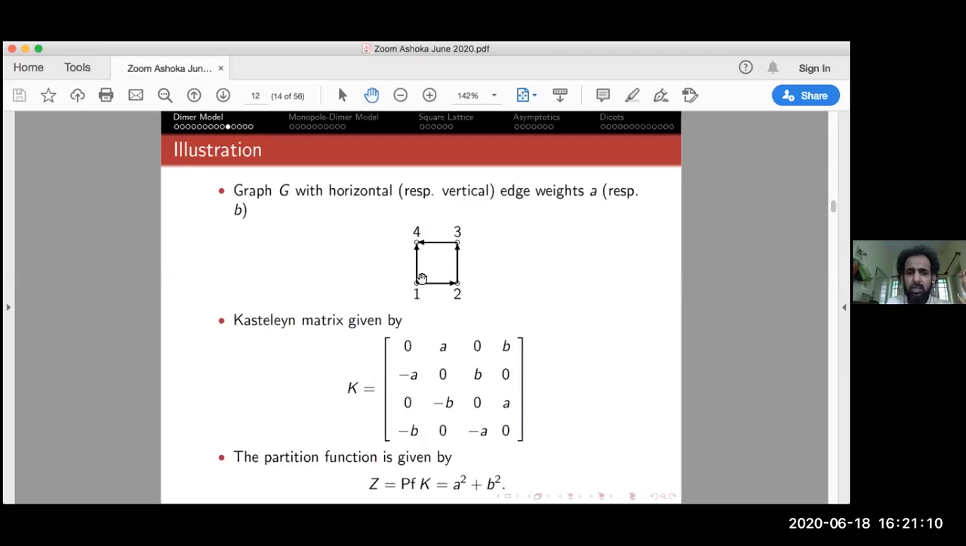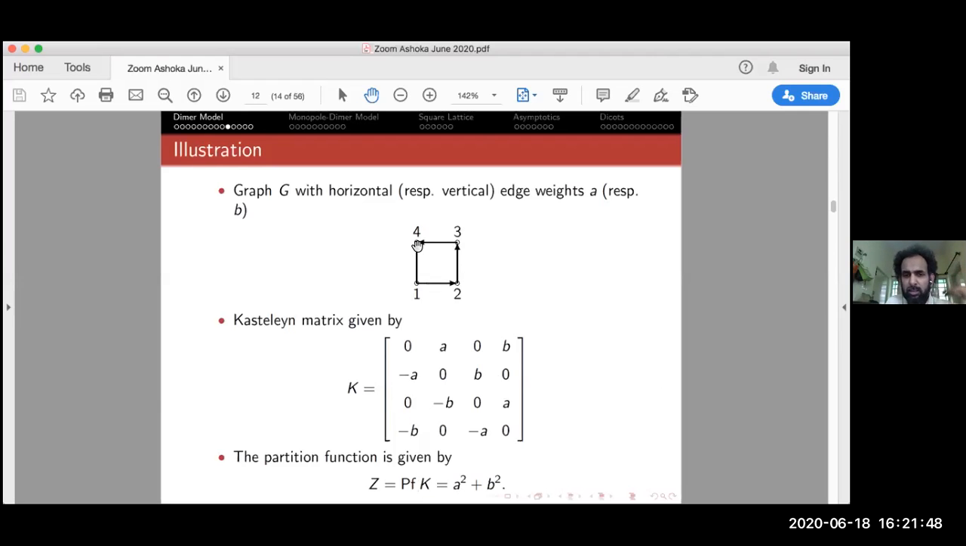And if you construct the Kasteleyn matrix, using the natural order 1, 2, 3, 4, I should have said, I'm giving horizontal edge weights A and vertical edge weights B. So the 1,2th entry is A because the orientation goes from 1 to 2, and the edge weight is A. And the 2,1th entry is minus A for the same reason. And similarly the other ones. So if you calculate the Pfaffian of this matrix, you will get A squared plus B squared.